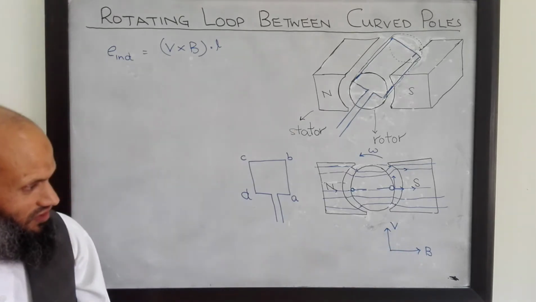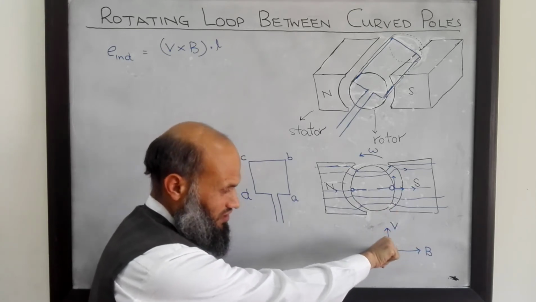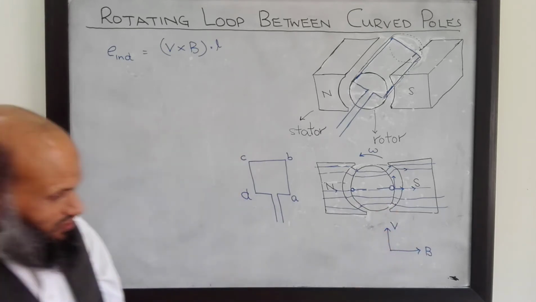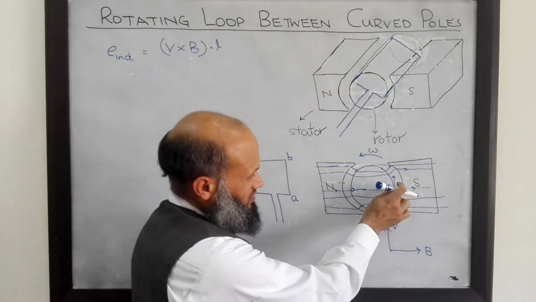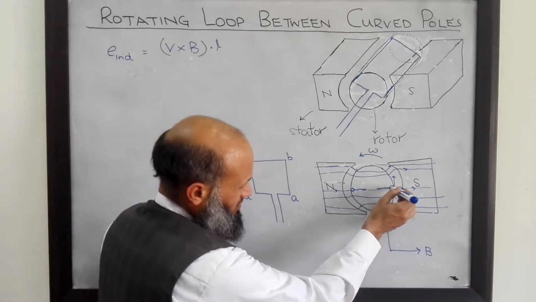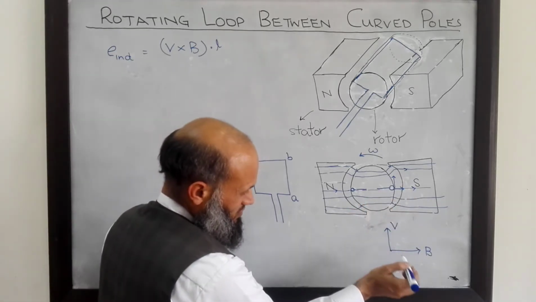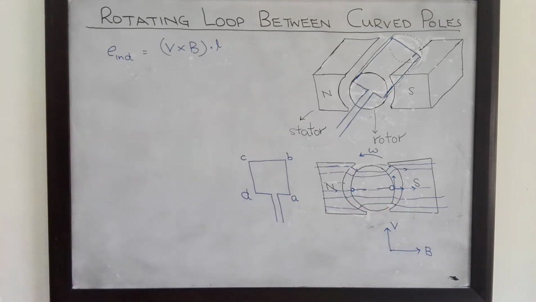What is direction of V cross B? Rotate first vector in the direction of second. V cross B is into the surface of board. So this is direction of V cross B, which is parallel to this conductor. Conductor is placed over here. So V cross B is also into the surface of board. Conductor is also into the surface of board.